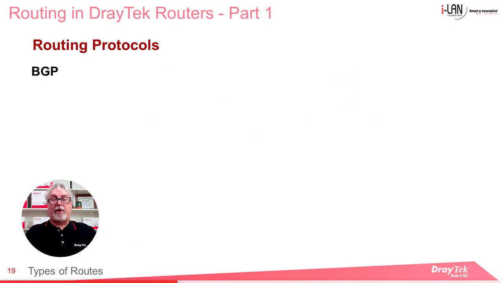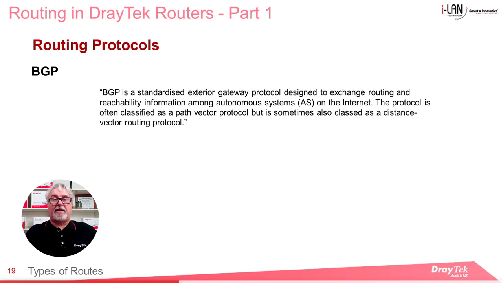BGP, Border Gateway Protocol. BGP is a standardized exterior gateway protocol designed to exchange routing and reachability information among autonomous systems, AS, on the internet. The protocol is often classified as a path vector protocol, but is sometimes also classed as a distance vector routing protocol. BGP is normally used for WAN connections for ISPs, universities, or corporate networks.